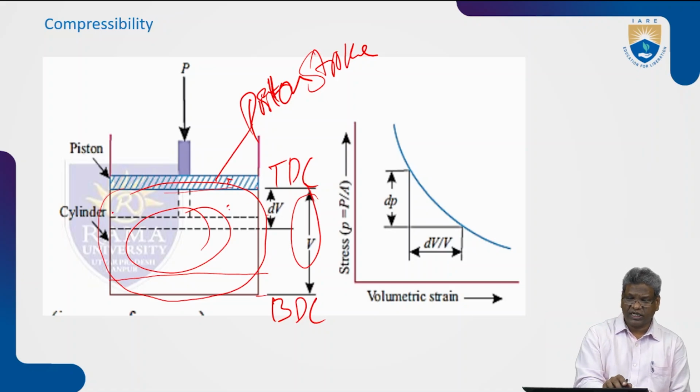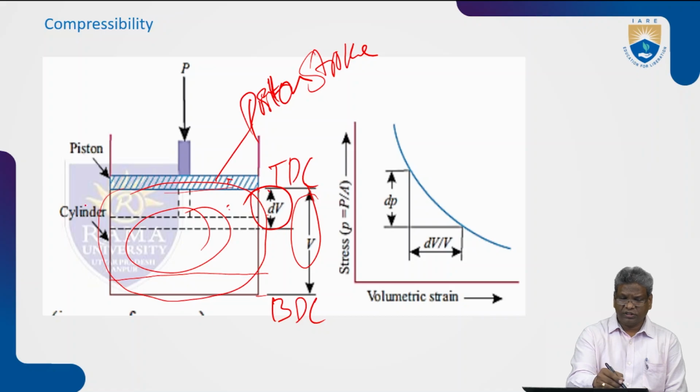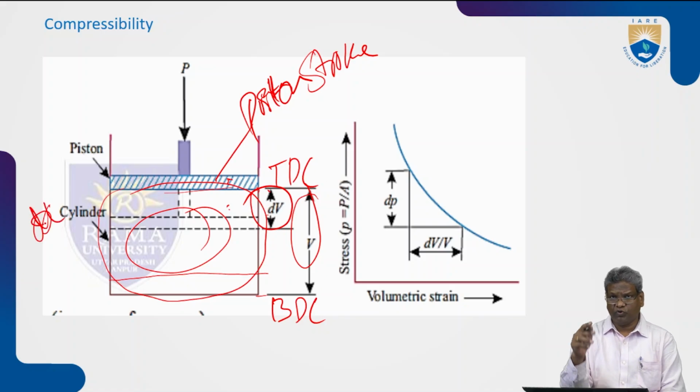Suppose the piston is traveling from this blue color to this black dashed one. So it is changing a distance of dl, we can say. If the length is L, you can say dl is a small change in the position of the piston.